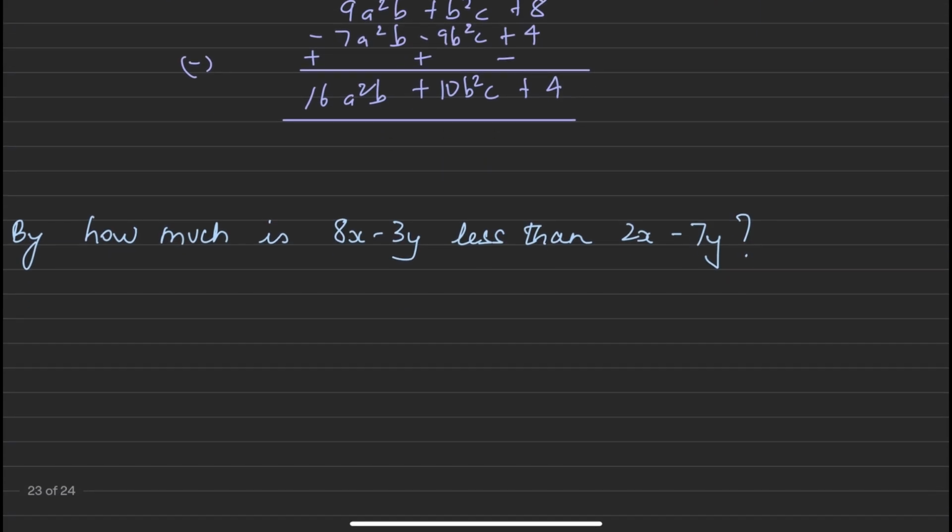By how much is this less than this? So they are also telling us that this expression, the first expression, is less, right? So let us choose our numbers. By how much is 3 less than 5? It's less by 2, right? So what do we do? 5 minus 3. So 5 will come in the first and 3 will come in the second. Similarly, this will come in the first line and the other will come in the second. So 2x minus 7y, 8x minus 3y. Change the signs. Minus 7 plus 3 is minus 4y minus 6x.